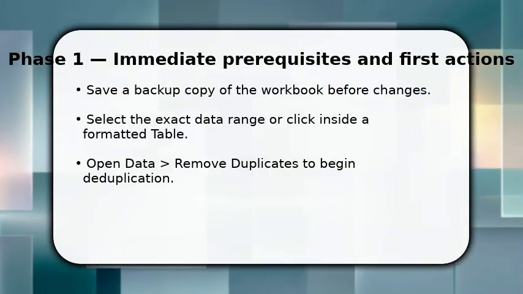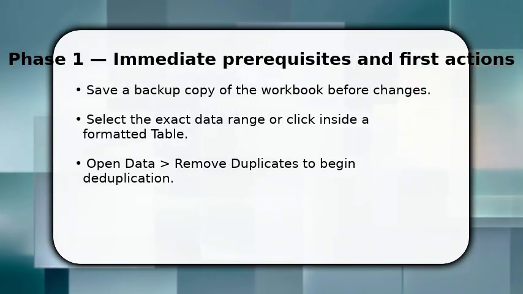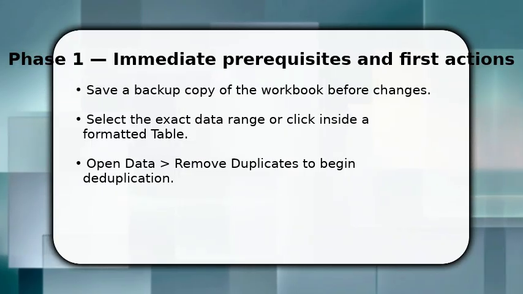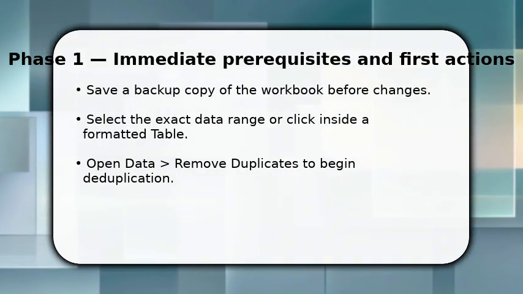You begin by protecting your work. Save a backup so you can undo mistakes later. Next, select the precise range or click a cell inside your table. This ensures Excel targets only intended rows.